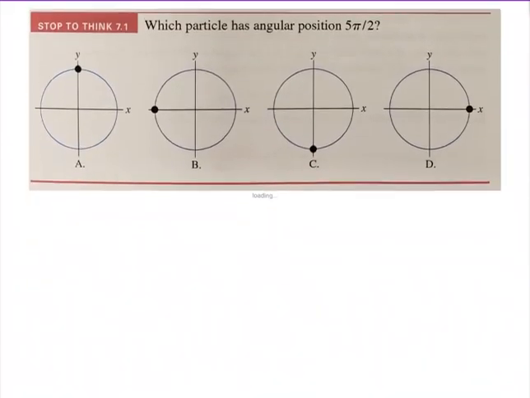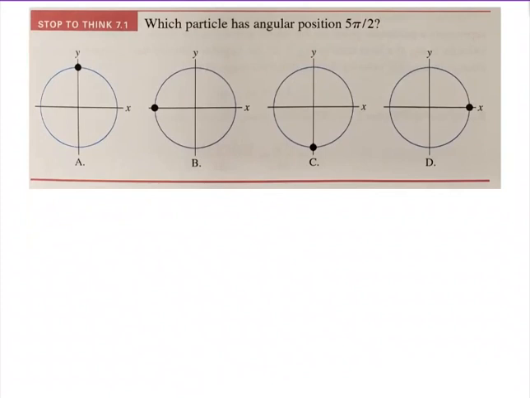All right, last problem here. We're done with the section. Which particle has an angular position of 5 pi over 2? Yeah, it's a pretty easy one. We know that we start at position 0 right here, and every 90 degrees is pi over 2. So we have pi over 2, 2 pi over 2, 3 pi over 2, 4 pi over 2, 5 pi over 2. We just need that position, and that's right there. So the answer is A.